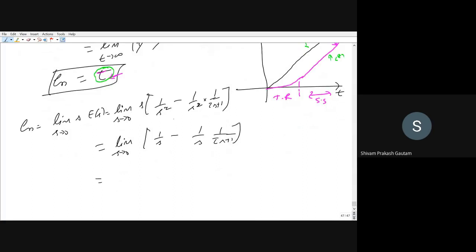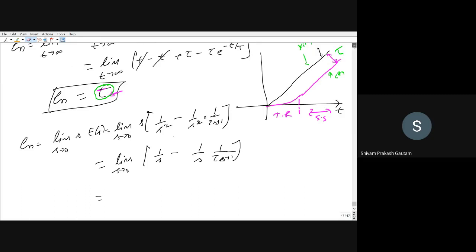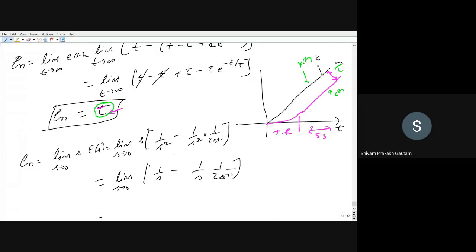So what will we do now? Tell me. We will put the value of s. If you put the value of s, this term will be infinite. But infinite is not the answer that we want. We have solved in the time domain and we are getting tau. So that is not what we will do.